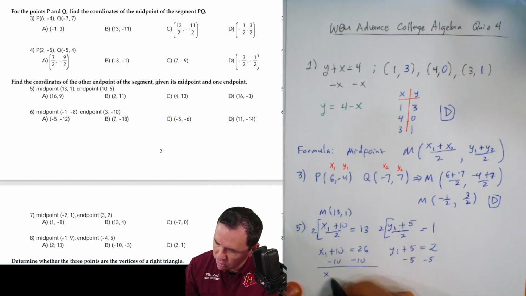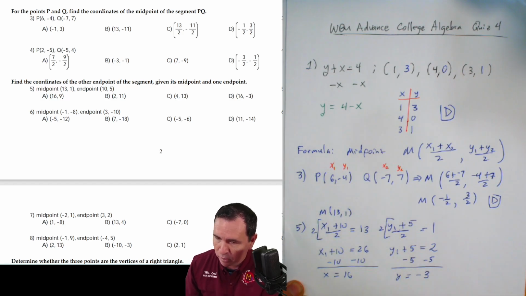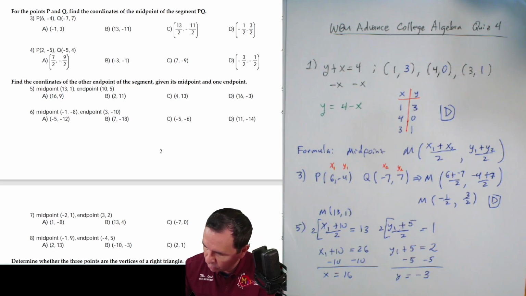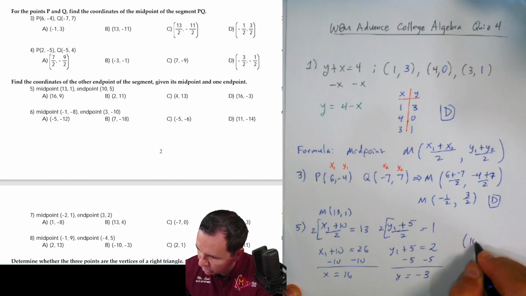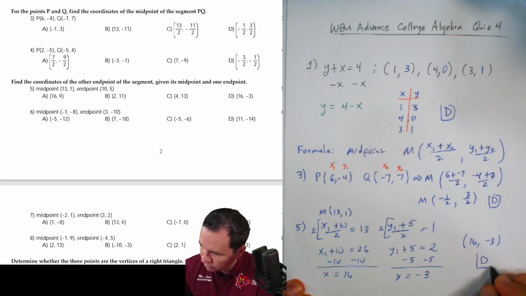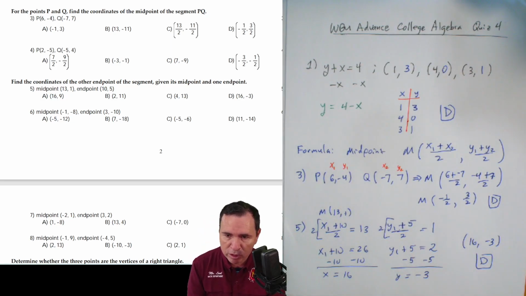We're going to get x is equal to 16, and then over here we're going to get y is equal to negative 3. Okay, so your answer is 16, negative 3. So your final answer is 16, comma, negative 3, which would be answer choice D, right? Answer choice D. So this one you have to reverse the process.